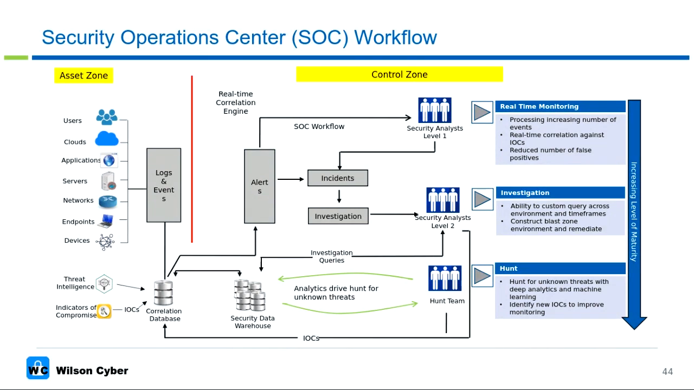We also can be proactive in our security operations centers. We have hunt teams who are looking for indicators of compromise, looking for potential events that are not necessarily alerted. Analytics drive hunt for unknown threats with deep analytics, machine learning, identify new indicators of compromise to improve monitoring. So there's an increasing level of maturity between our level 1 analysts, our level 2 analysts, and our hunt team. And once again, if our level 1 analyst, level 2 analyst, or hunt team identify an incident, they would escalate that through our incident response process and turn it over to the business side.